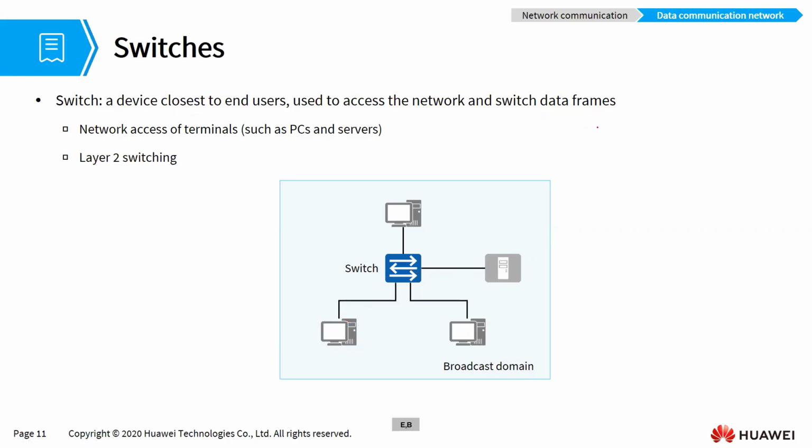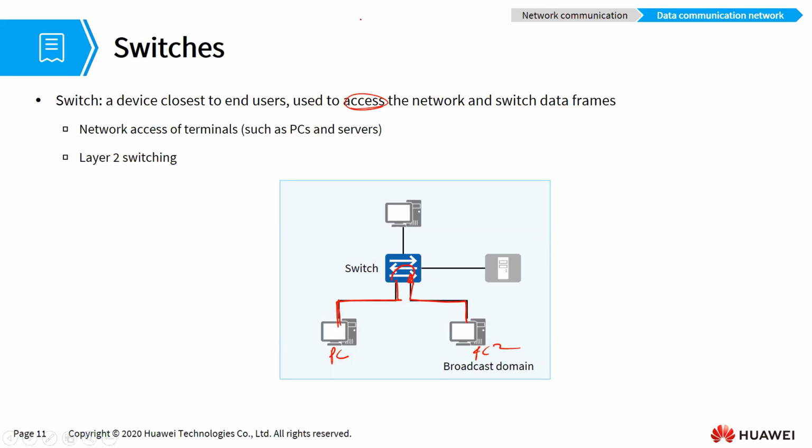So when you have a data frame from PC1 and it's going to PC2, it is the switch that will intelligently switch the frame to this interface so that it proceeds to where it needs to go. So those two basic functions are functions of the switch. So on a campus network, it is the device closest to the end user, as I've mentioned, and it is used to connect the end users to the campus network. That's why we call it an access device.